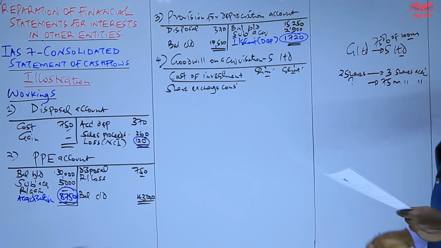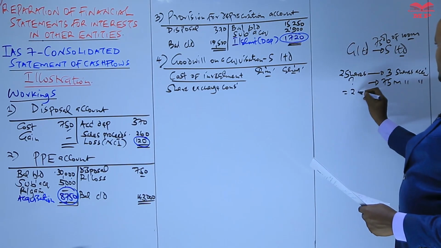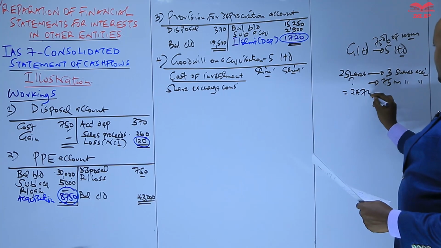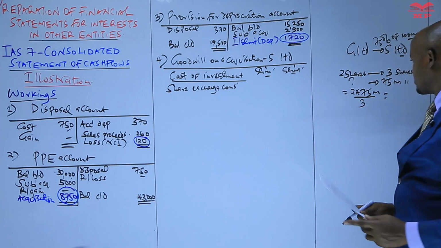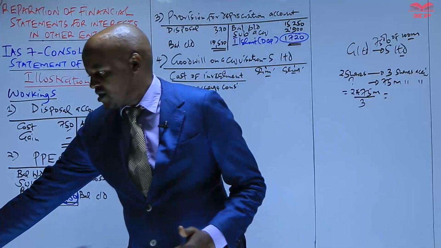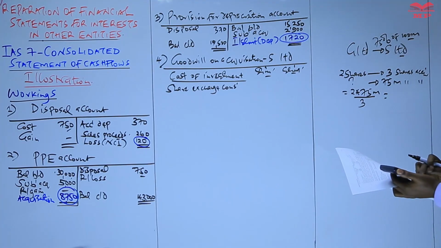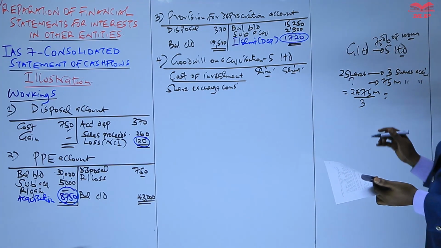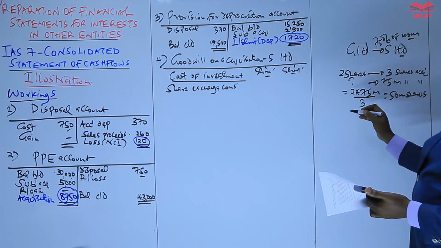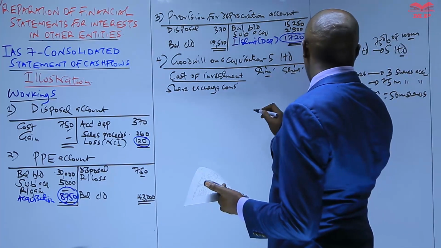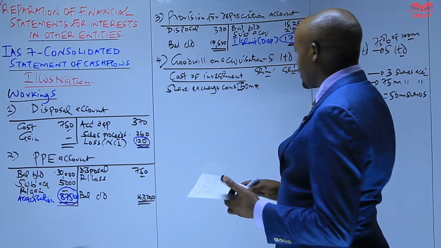So what we need to do is to determine the shares issued to pay the purchase consideration. So we take 2 times 75 million divided by 3. So this will give us what? We have 75 divided by 3 times 2. So this will give us 50 million shares. And then what we do is that we take the shares now which were issued by the parent company, 50 million, we multiply them with their fair value.